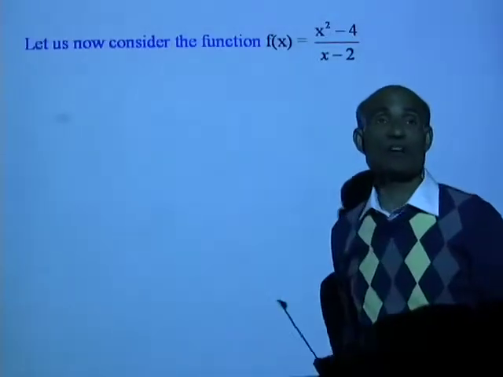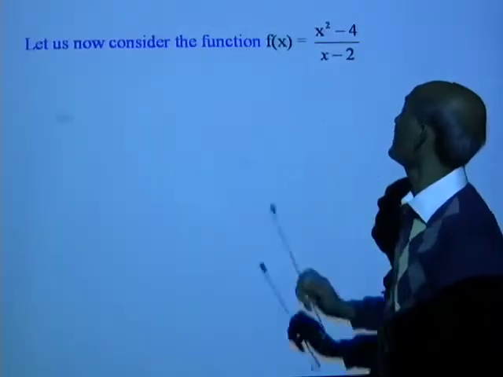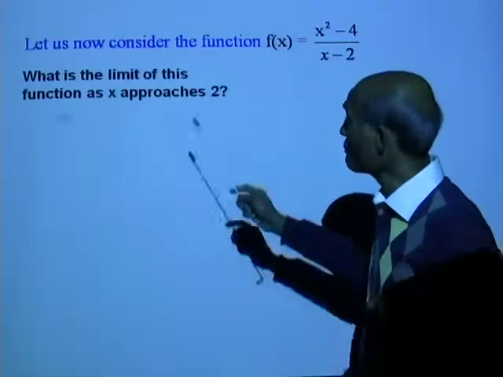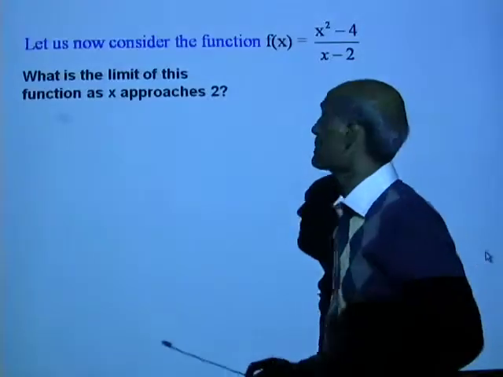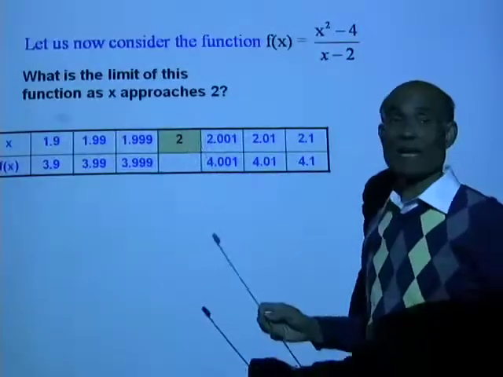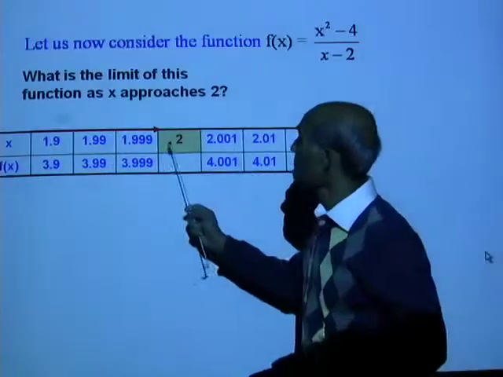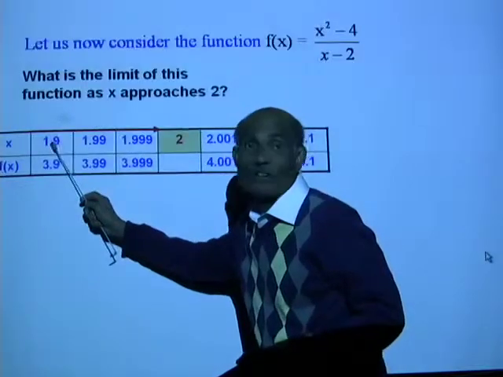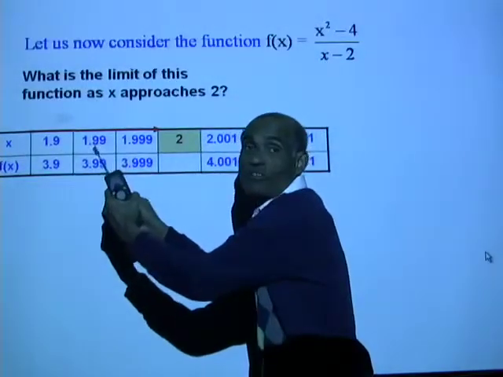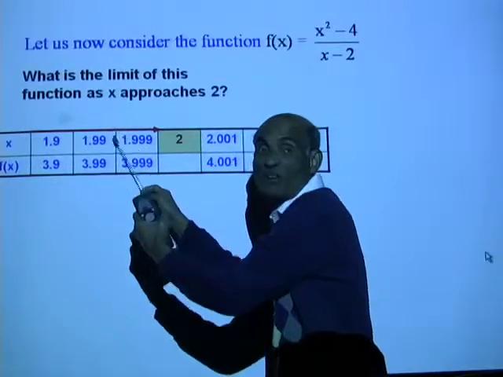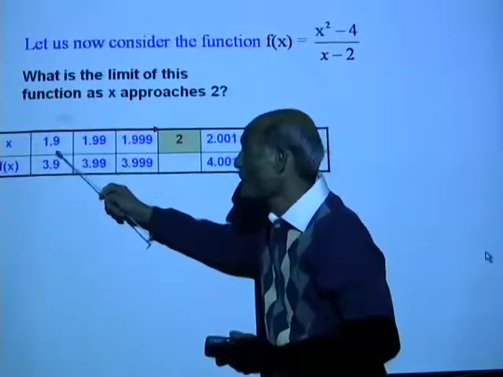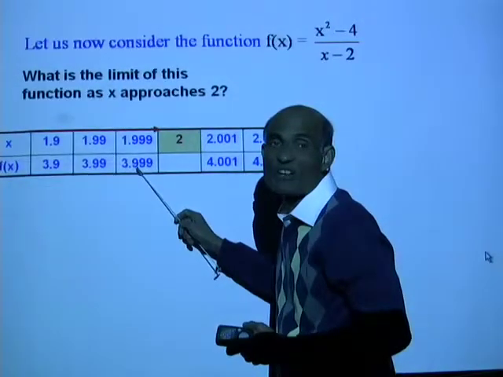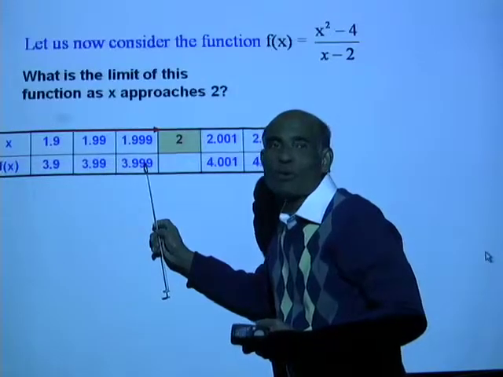Let's now take the case of the function f of x equal to x squared minus 4 over x minus 2. Now, what is the limit of this function as x approaches 2? Let's make a table again. Now, you can see x is approaching 2 from the left. That is, we are coming from 1.9, 1.99, 1.999, coming towards 2 from the left. The output increases from 3.9 to 3.99 to 3.999. What do you think is the ultimate goal?